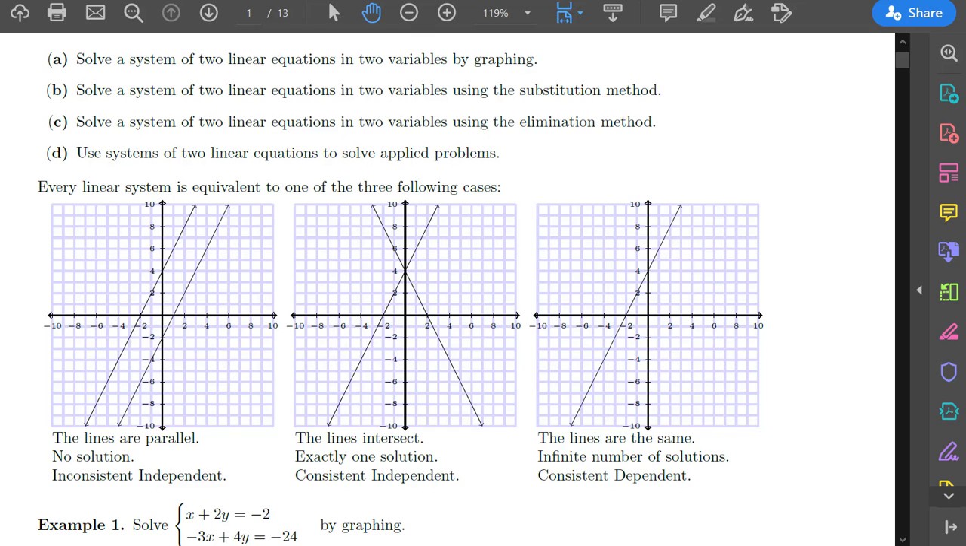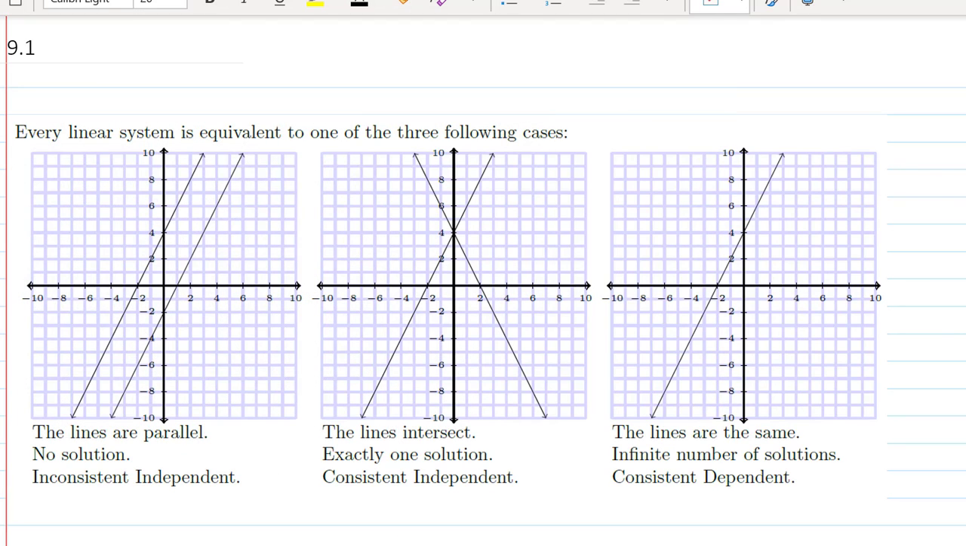Every linear system is equivalent to one of the three following cases. So if we have two lines, exactly one of these three things will happen. We have case one, where the two lines are parallel, in which case they never intersect and there's going to be no solution. We describe this situation as being inconsistent independent.